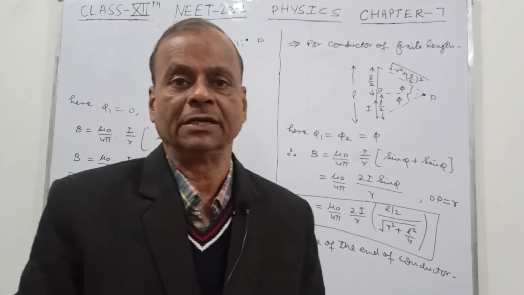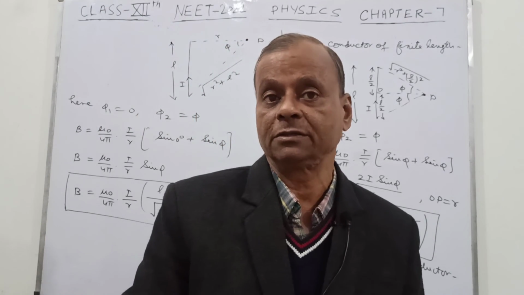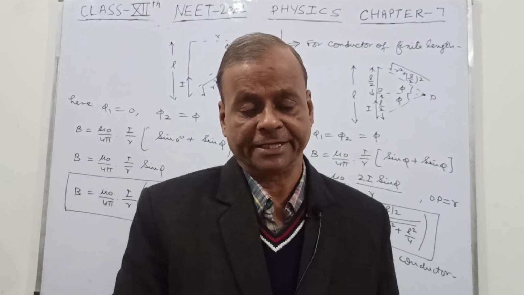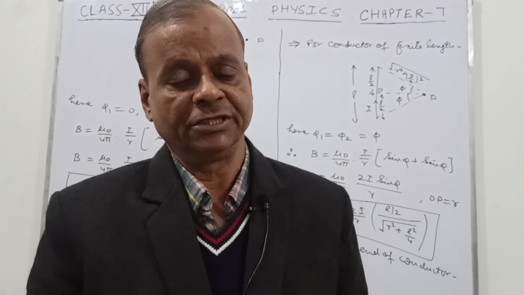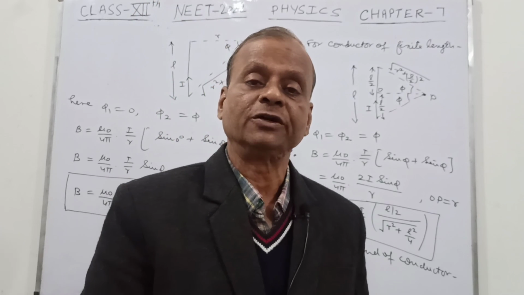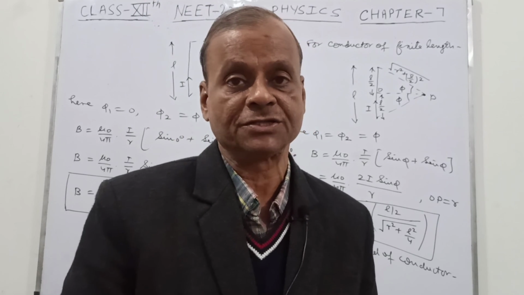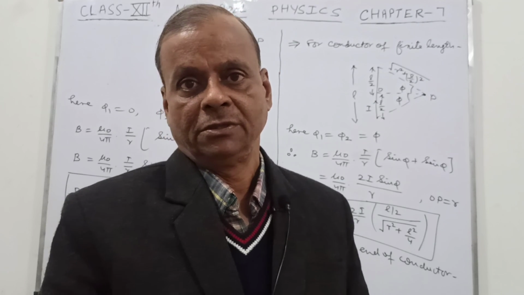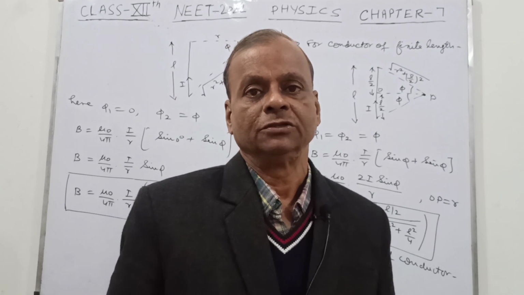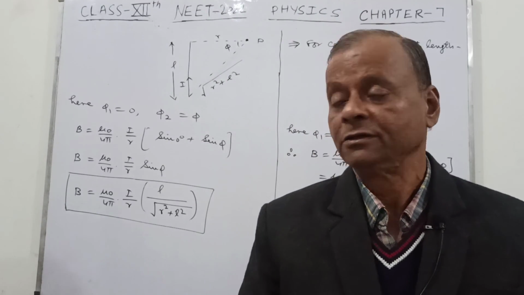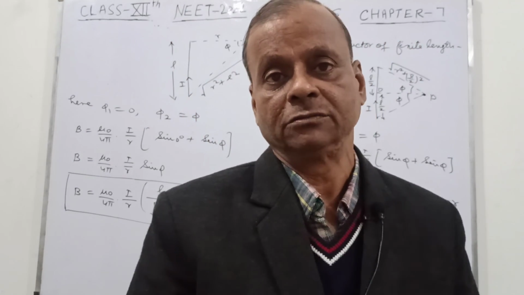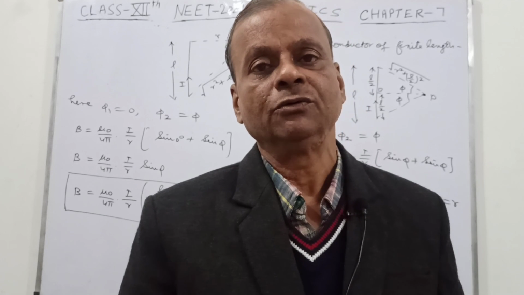You may be given, suppose, a triangular arrangement of the conductor, or a rectangular one, or in the form of a square, with current passing through it. You can find the magnetic field at the center of all these shapes by means of this formula. So this is about the magnetic field due to a very long straight conductor. So thank you very much.